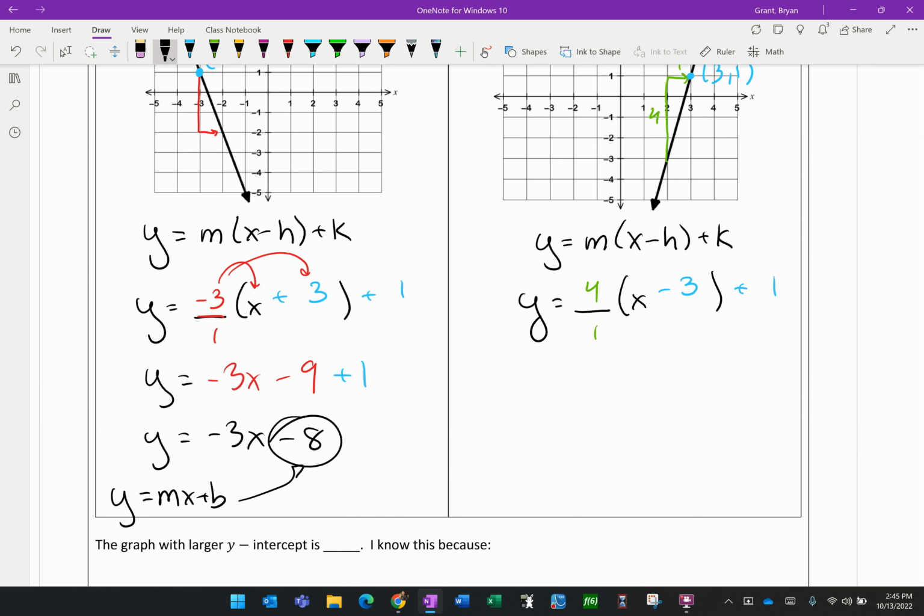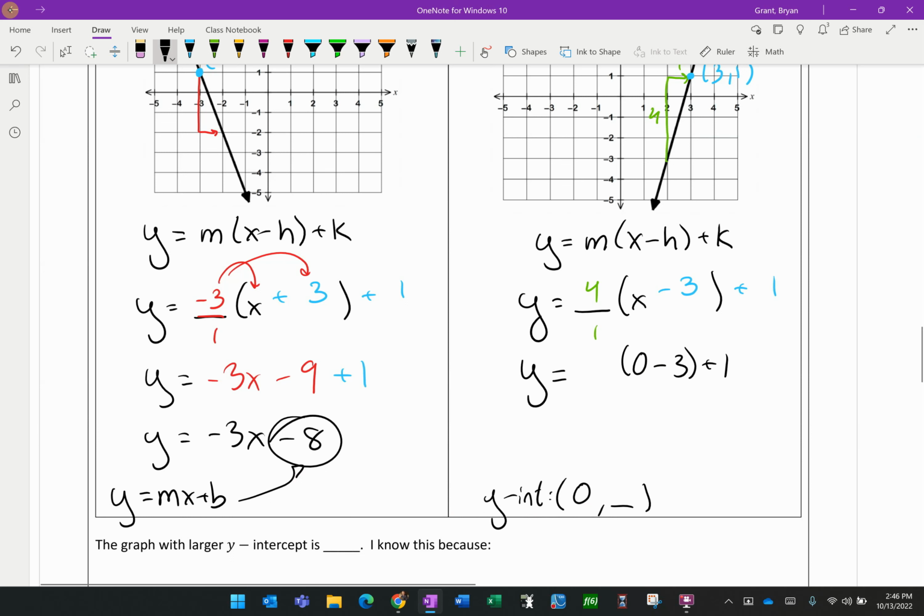But there is another way to do this as well. We could also just create the point that is the y-intercept, and we know the point for the y-intercept always has an x value of 0. Nothing on the x-axis, it's all about the y. And so to do that, we need to replace the x with 0.